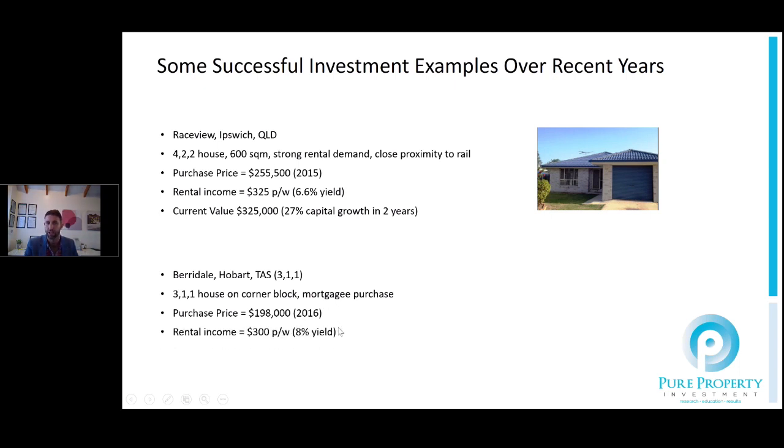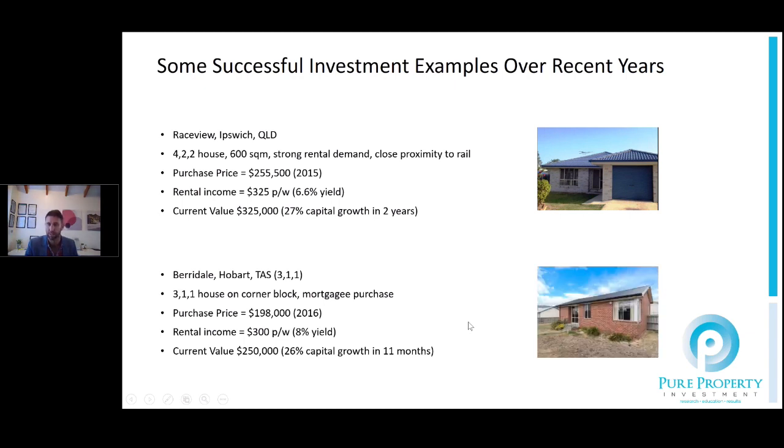It was rented at $300 per week, and I believe that property is actually rented at $315 a week now. And it's also been revalued at $250,000 in early 2017. So we're talking 26% capital growth in the best part of a year. And I think part of that was obviously that the purchase price was very, very sharp given no competition. And also there's been some good growth, probably around 10 to 12% growth in that particular market over the last year as well.